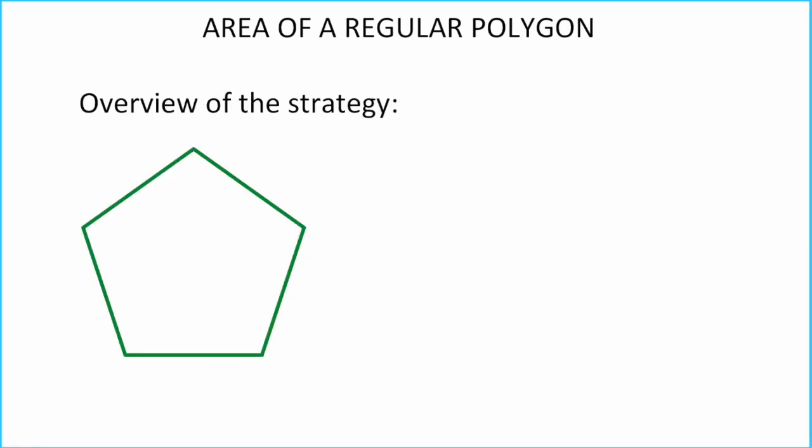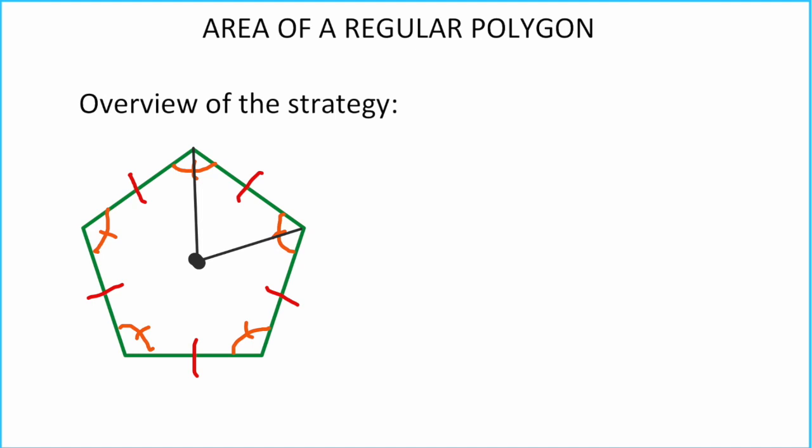All right, let's do an overview of the strategy we're going to use to find the area of a regular polygon. First off, what does it mean to be a regular polygon? It means all 5 sides are equal, and also all 5 angles are equal. So, to come up with the area, we'll go ahead and draw a line from the center to one of the corners, or vertices, and if we add another one, we got a triangle there.